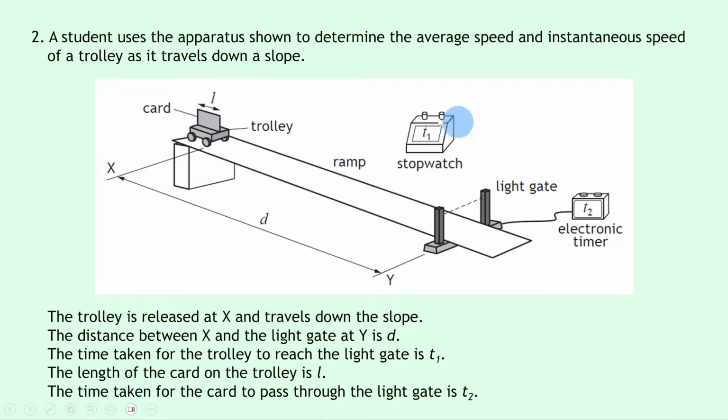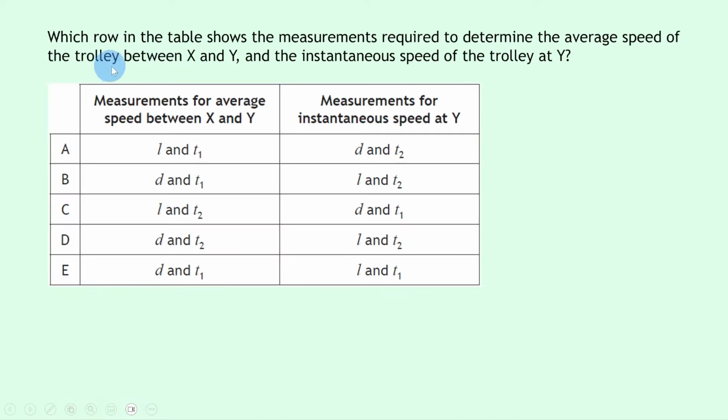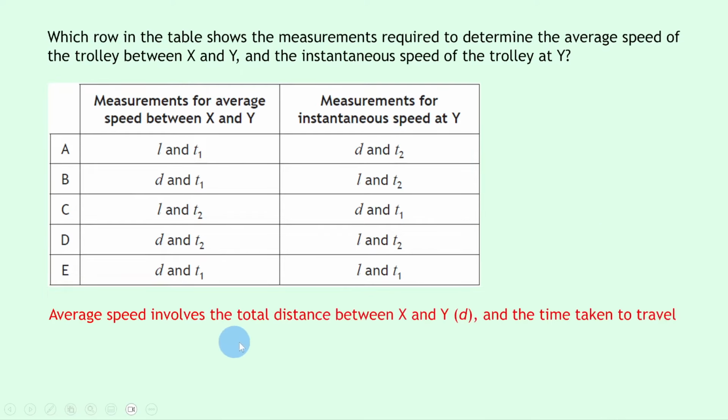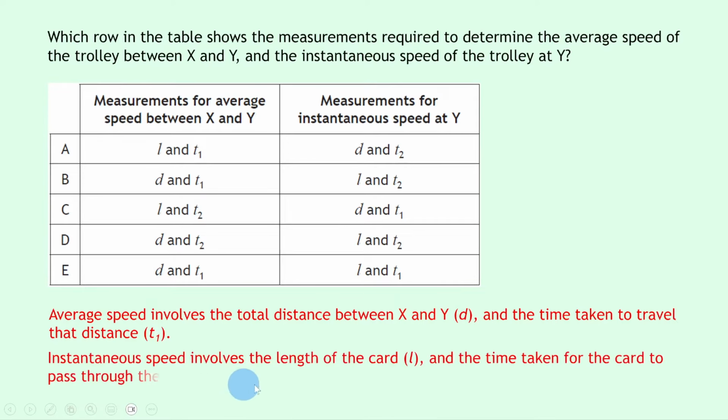And you'll see in the diagram as well we've got a stopwatch to measure T1 and the electronic timer measures T2. It then says which row in the table shows the measurements required to determine the average speed of the trolley between X and Y and the instantaneous speed of the trolley at Y. Well, here we need to think about our definitions of average speed and instantaneous speed. Well, we can say that average speed involves the total distance between X and Y, which is D in this case, and the time taken to travel that distance, which is the time T1 measured by the stopwatch. And we also have the instantaneous speed involves the length of the card, which is L in this case, and the time taken for the card to pass through the light gate, which is T2. And T2 is measured by the electronic timer.